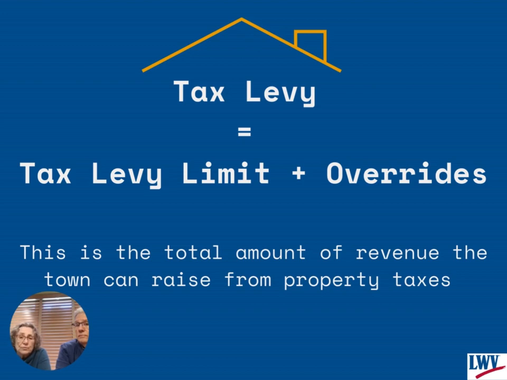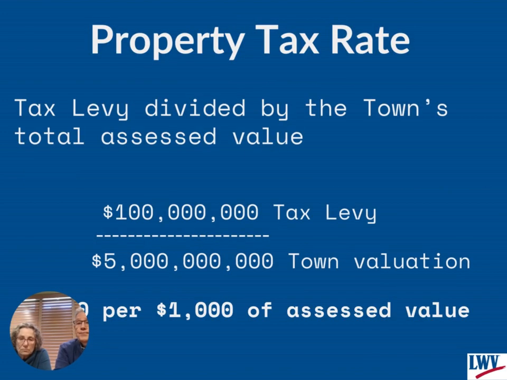Now that we know about overrides, we can finish the calculation of a town's annual tax levy. So the maximum town tax levy is calculated by adding voter-approved debt exclusions and any operational override that occurred in that year to the tax levy limit.